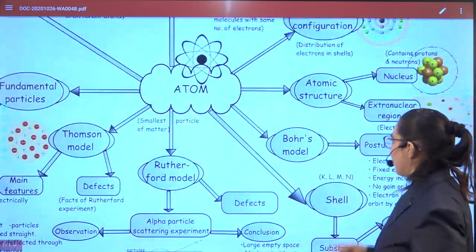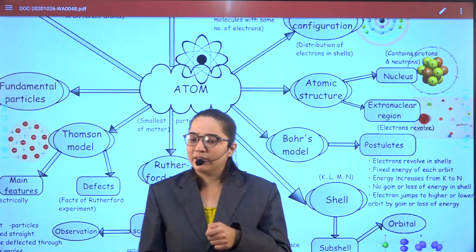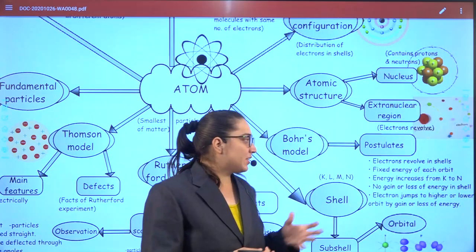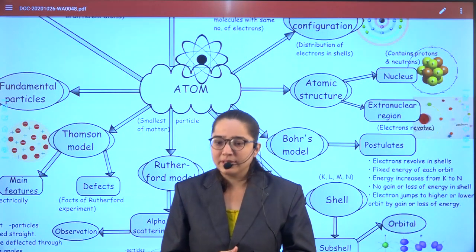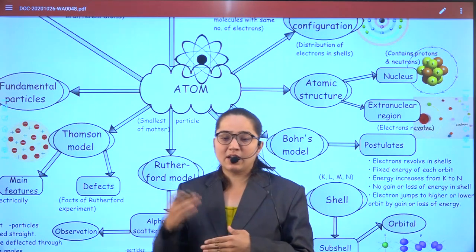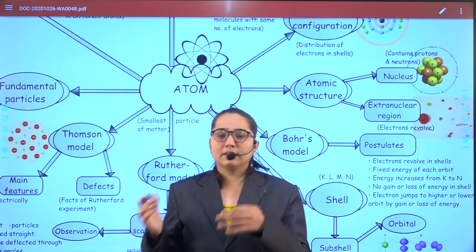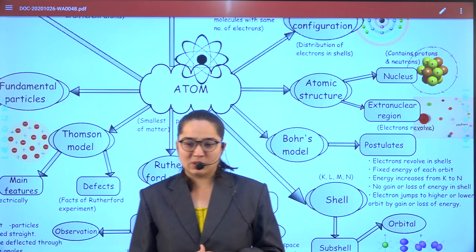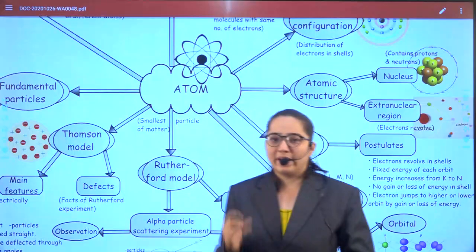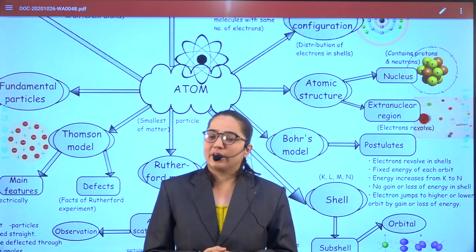The next thing is Bohr's model. His postulates state that the electrons are revolving in shells and each orbit has a fixed energy that increases from K to N. For K, L, M, N, the maximum number of electrons follows 2n square: 2, 8, 18, which is the maximum number of electrons it can have.